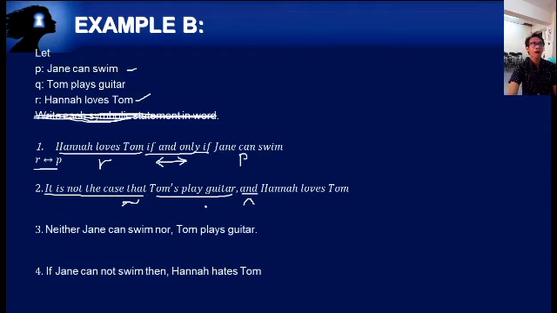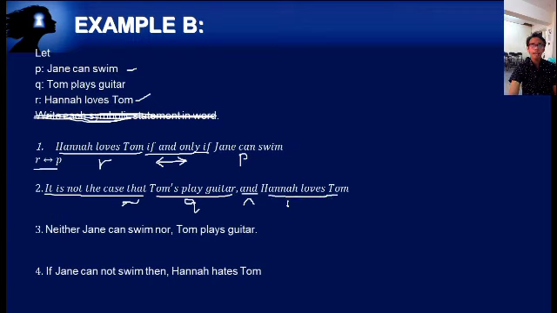Then, Tom plays guitar. That is statement Q. And then Hannah loves Tom, that is statement R.